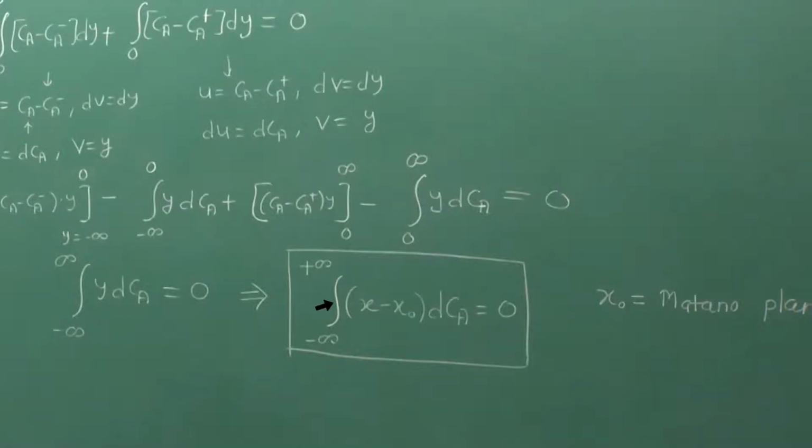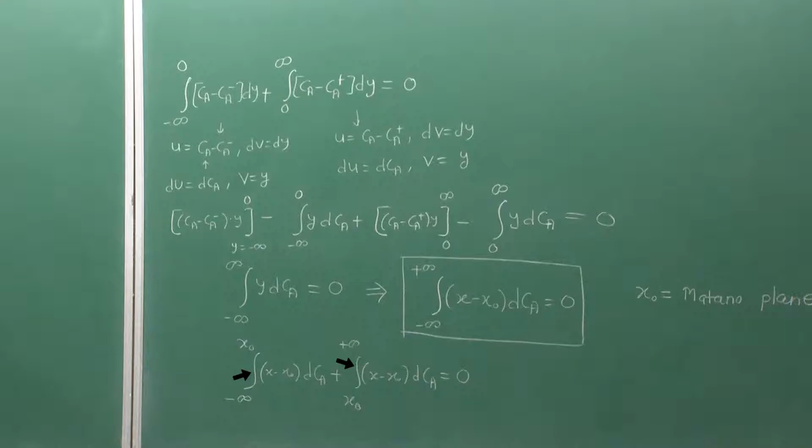Note here that this integration is for x minus x naught dCA, thus the limits of the integration should be CA at minus infinity to CA at plus infinity, that is the limits are CA minus to CA plus. Similarly, in these two integrals the limits should be corrected as follows: CA minus to CA at x naught for the first integral and CA at x naught to CA plus for the second integral.